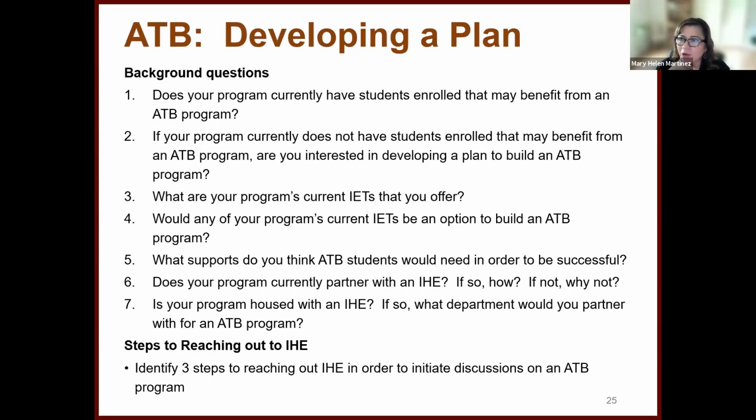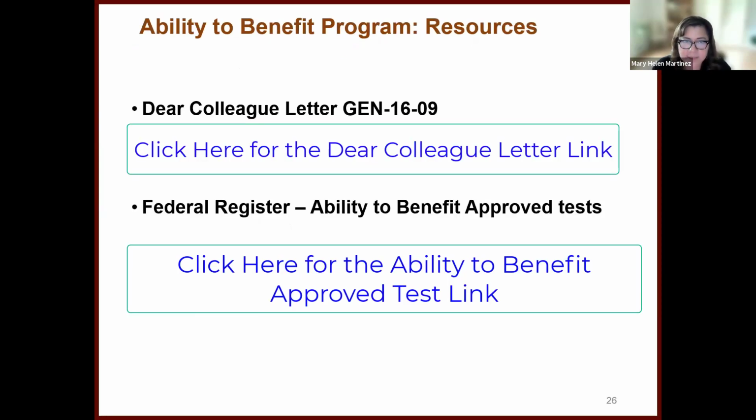This has been wonderful. I hope that I provided information to lay the groundwork of what Ability to Benefit is and how you can start initiating discussions or start considering offering an Ability to Benefit program in your local community. The next slide just shows a couple of resources that I have. The two main resources are the Dear Colleague letter, again, with all the criteria. And then the Federal Register, where the list of approved tests is as well.